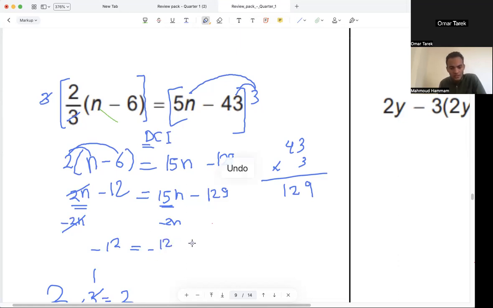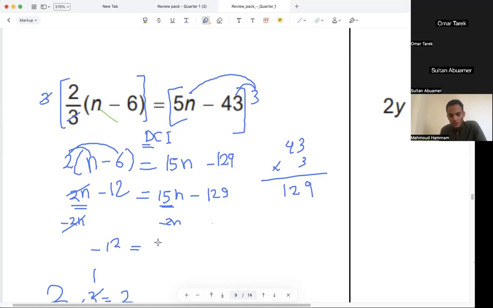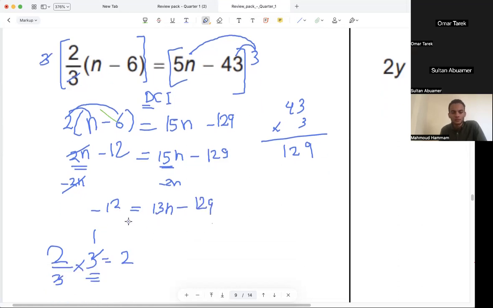15n minus 2n is 13n. Just a second. 15 minus 2 is what? 13n, bravo, minus 129. Excellent, very good. And then what do you have? Then positive 12 and positive 12.